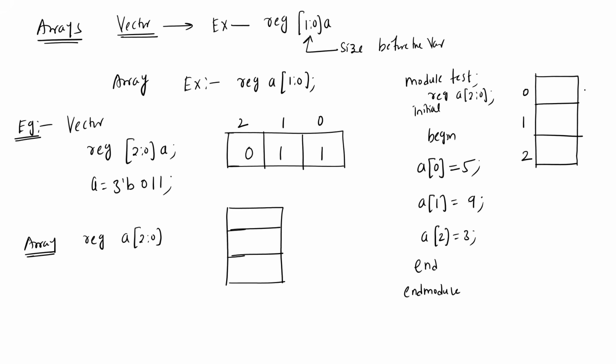Any decimal value given is converted into binary. So 5 is actually 101. Since each location is a single bit, only the LSB will be stored there. For 9, which is 1001, the 1 will be stored here. Only the LSB goes there. Like this, it will store.